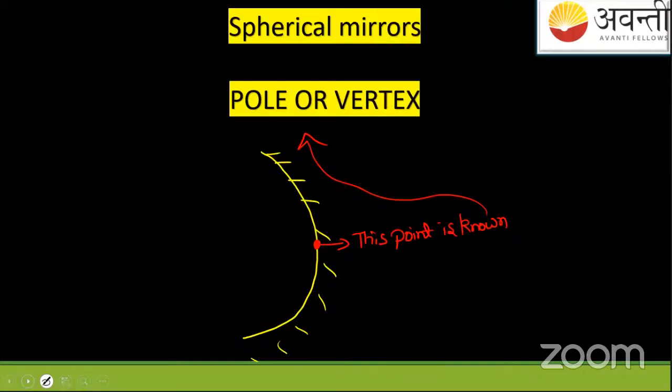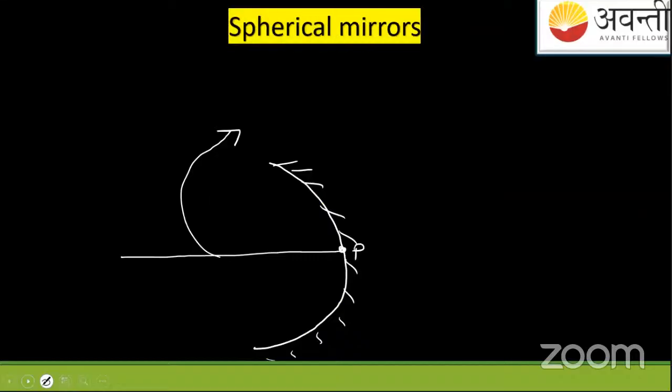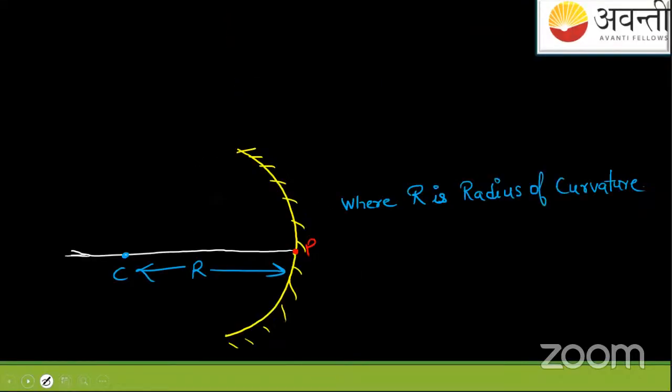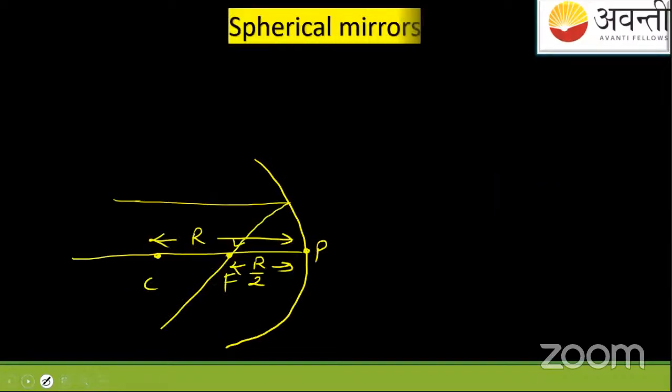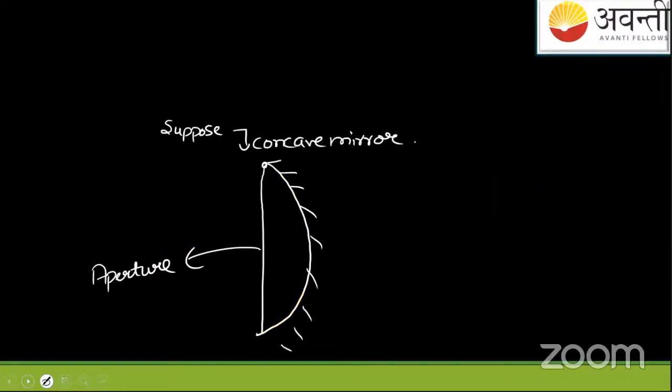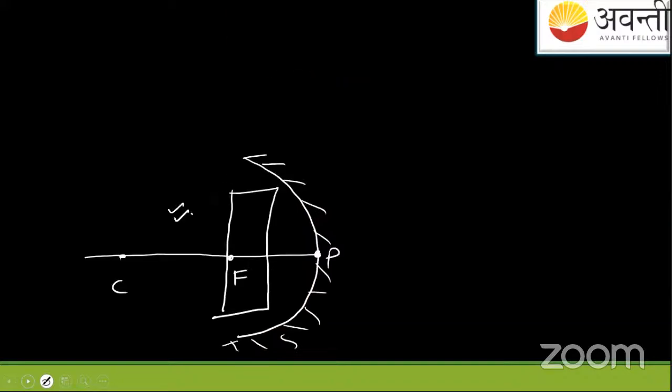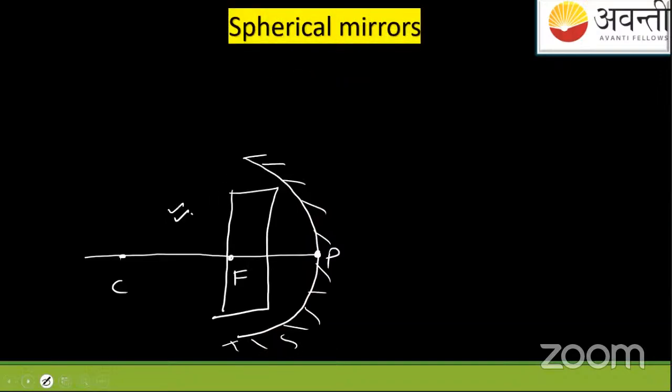But before that, we have seen these things also. What is pole in a concave mirror? What is the principal axis? What is radius of curvature, center of curvature? We have seen what is focus. We have seen aperture. What is aperture? We have seen focal plane also, isn't it?